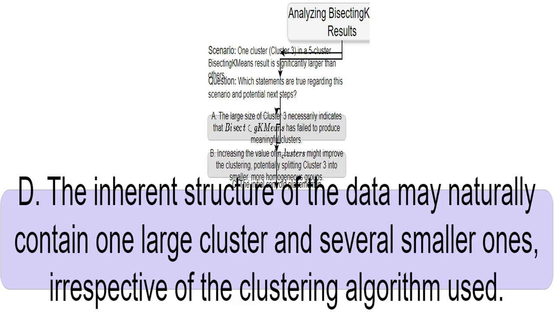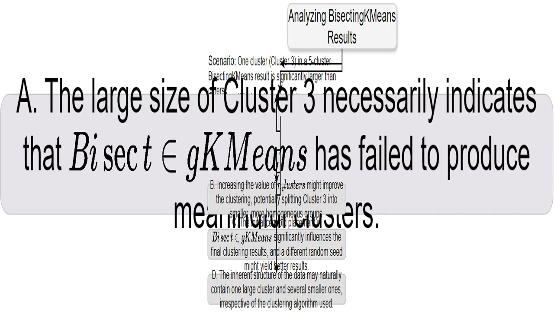It's also possible that the data itself just has one large group and several small ones. Maybe the algorithm is working correctly, it's just reflecting the actual data structure. It's tempting to think that a giant cluster means the algorithm failed, but that's not necessarily true. The data might actually have this structure. So, I'd reject this explanation.